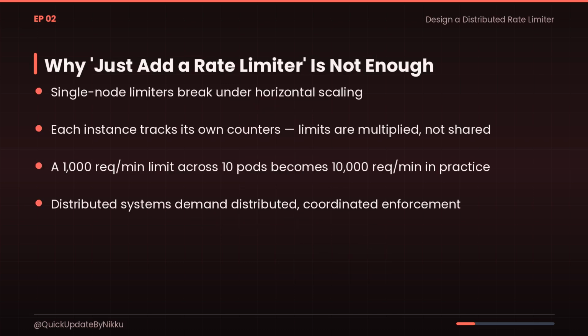Here is the trap that most teams fall into. They add a rate limiter to their service, deploy it, and assume the problem is solved. But the moment that service scales horizontally to 10 pods, the rate limiter breaks. Each pod maintains its own independent counter, so a limit of 1000 requests per minute becomes 10,000 requests per minute cluster-wide. The only correct solution is a shared, atomic counter that every instance reads from and writes to, and that is exactly what Redis gives us. That is the distributed part of distributed rate limiting.